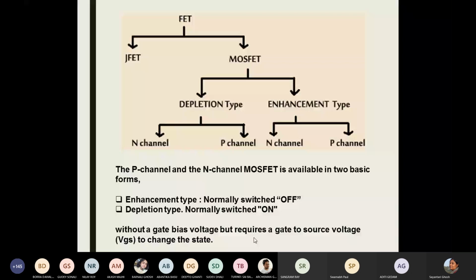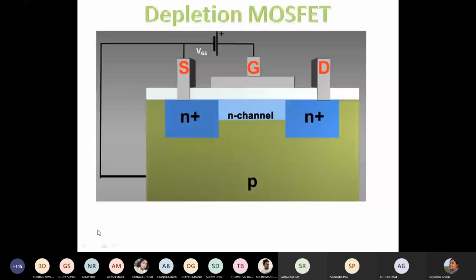There is a channel, and we squeeze that channel using VGS. So let us see how a depletion type MOSFET works. In case of depletion type MOSFET, construction-wise, the main difference is the channel. Rest is basically the same.